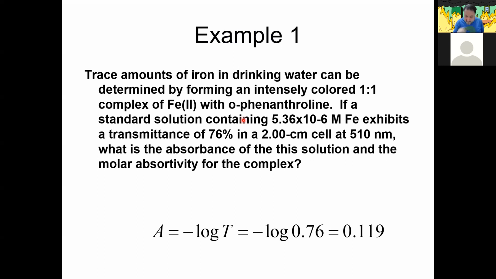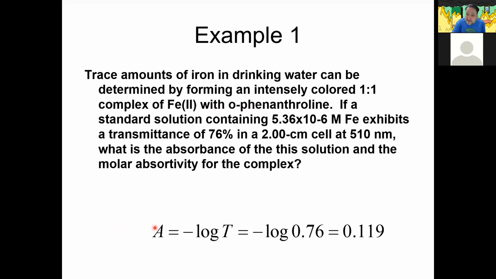So here's an example of doing some Beer's Law. We've got trace amounts of iron in drinking water, and you're going to form, say, a complex of iron with phenanthroline. If your standard concentration contains 5.63 times 10 to the minus 6 molar iron, it exhibits a transmittance of 76% in a 2 centimeter cell at 510 nanometers. What's the absorbance of this solution and the molar absorptivity for the complex?